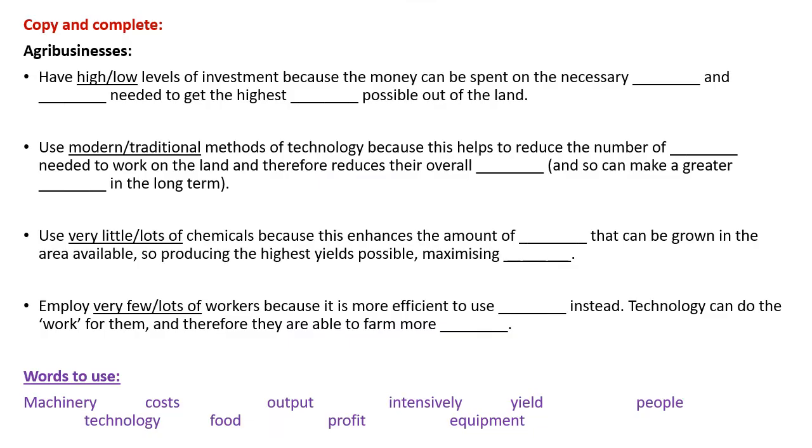Okay, so let's talk about agribusinesses in a bit more depth than just the definition. There are 4 points on here. The underlined section at the start of each paragraph is choose the correct answer. So if you think they have high levels of investment, you write that. If you think they have low, you write that. Please don't write both. Any of the gaps need to be filled with the words at the bottom. They're not broken down into the right paragraph, so you've got to work out what goes where and put it all together. So pause now, copy and complete this, and the answers will be coming on the next slide.